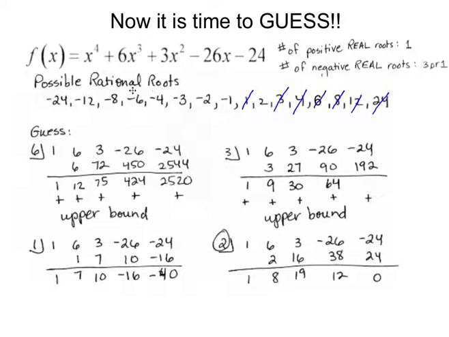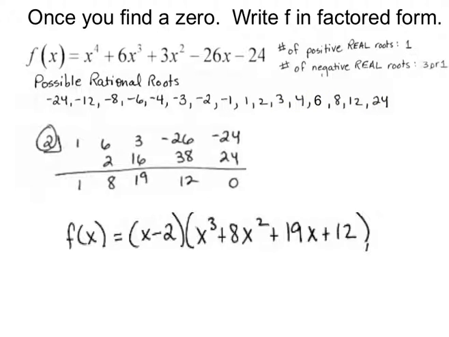But in general, when this problem's written, you should be able to find a rational root that works somewhere. Now that I know that 2 is a 0, I can write my function in factored form. So if 2 is a 0, I know x minus 2 is a factor. F of x is x minus 2 times the quotient, x cubed, it's 1 degree less than what I started with, plus 8x squared plus 19x plus 12.